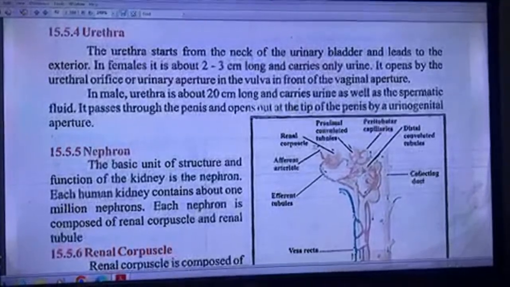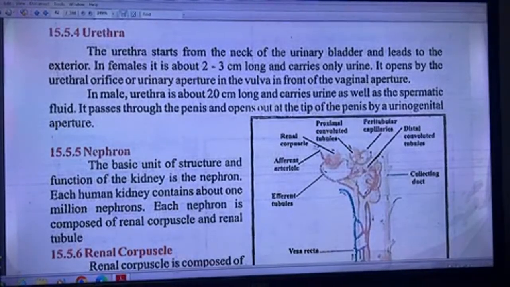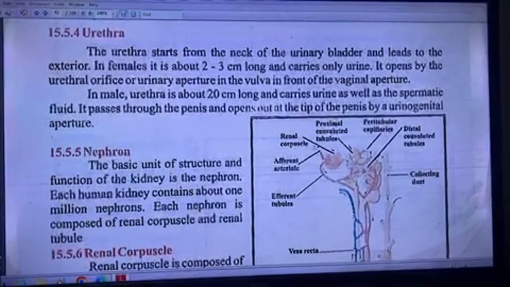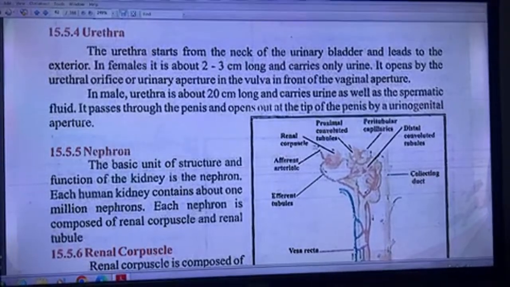In male, urethra is about 20 centimeters long and carries urine as well as the spermatic fluid. It passes through the penis and opens out at the tip of the penis by urinogenital aperture.